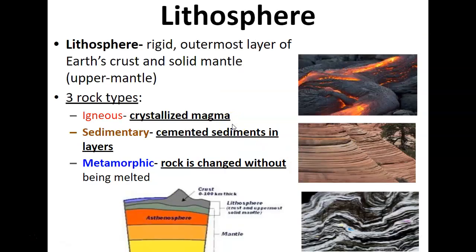First, we're going to talk about the lithosphere. The lithosphere is the rigid outermost layer of the Earth's crust and solid mantle, so it's the upper mantle portion. There are three rock types that we're going to focus on: the igneous, sedimentary, and metamorphic. And there's some descriptions right here about each of those, but we're going to go into it in more detail on these next few slides.